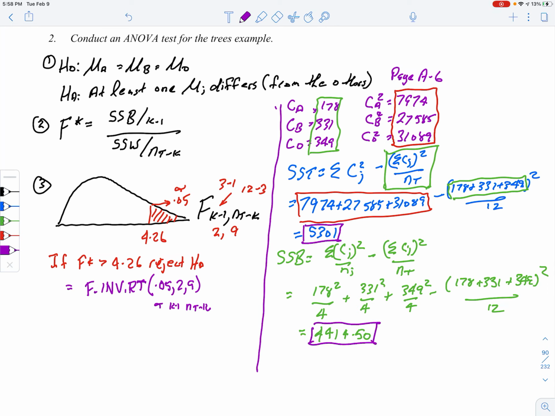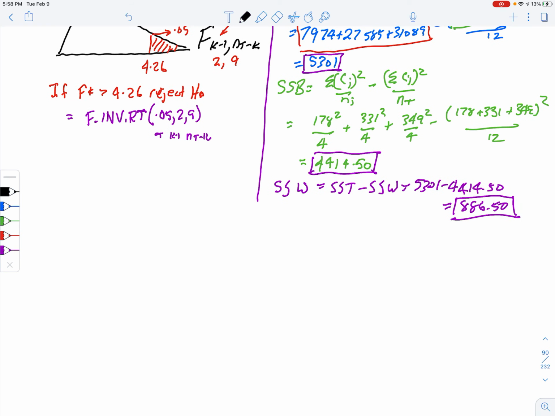So this is your SST, and this is your SSB. Your SSW will be the difference between the two. So that's going to be 5301 minus 4414.5, and that equals 886.5, and that's your SSW value. All right.